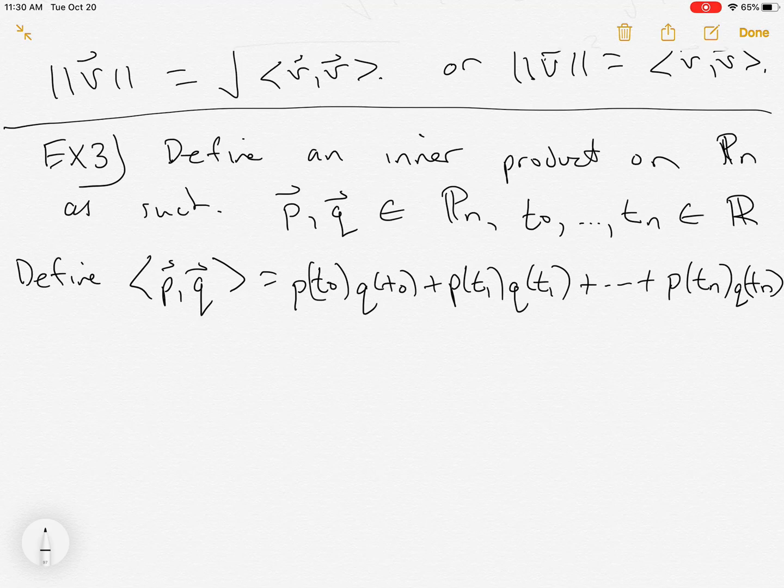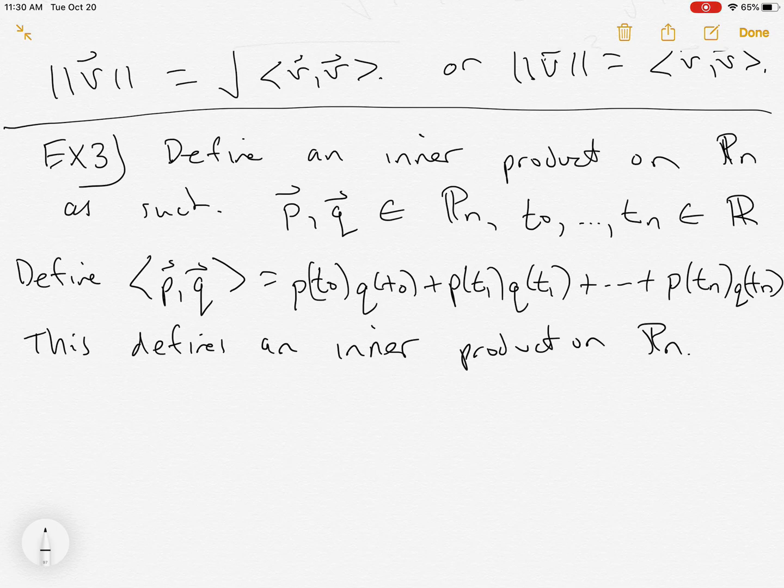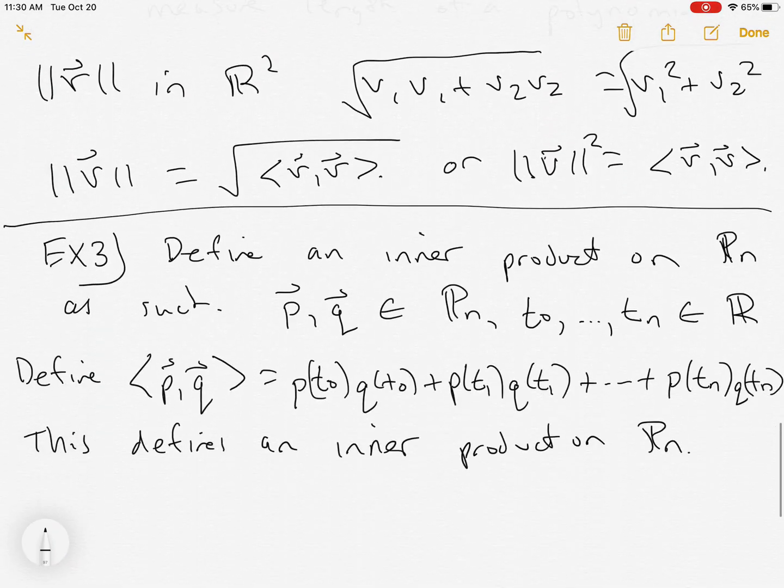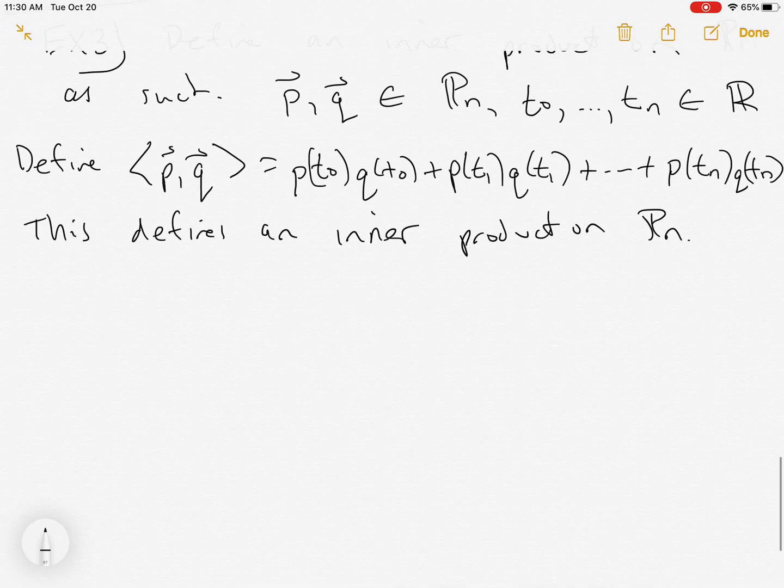I'm not going to go through the gruesome details of this because I have something better to show you. I might actually assign that as homework, but this does define an inner product on Pn. You show the 4 axioms. It takes a little time, just like all that did for me. But if you take your time and use this function properly, it pops right out.